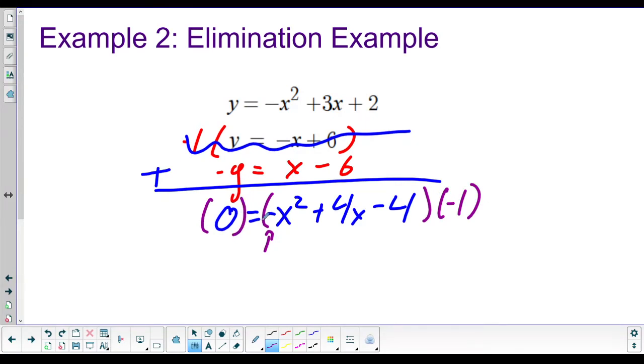And whatever you do to this side, you got to do to this side. So let's do that. 0 times negative 1 is still 0. Handy. And then we're going to multiply negative 1 here. So we're going to get x squared minus 4x plus 4. The reason we do that is because you can't really factor something if you have a negative x squared. You want the x squared to be positive. So we're just multiplying by a negative 1 to change the sign.